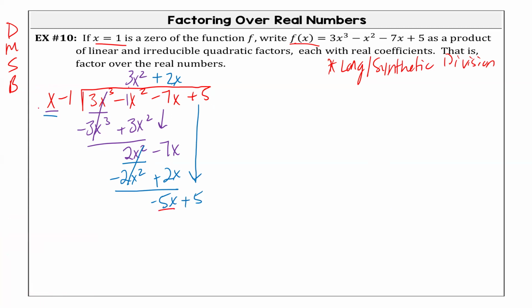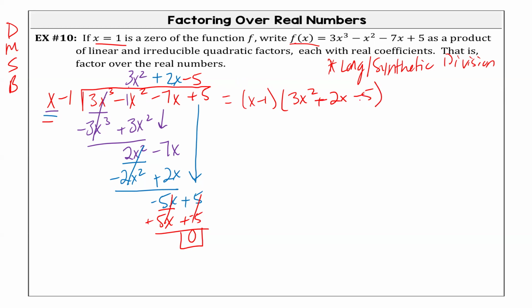So negative 5x divided by x is negative 5. Then we're going to multiply. Negative 5 times x is negative 5x. Negative 5 times negative 1 is positive 5. Change signs and combine. And because it's a factor, we get a remainder of 0. So now we're down to 3x squared plus 2x minus 5. So our semi-factored form would be x minus 1 times 3x squared plus 2x minus 5.